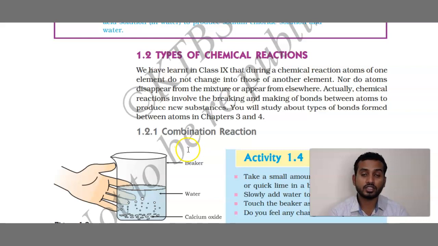And after that, which type of reaction do we have? Oxidation reaction, reduction reaction, both together. Oxidation and reduction both together we call a redox reaction. So this is the total set of chemical reactions we have in this chapter. Now let me study one by one.